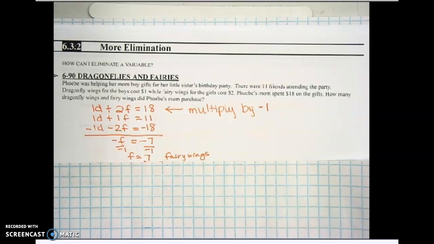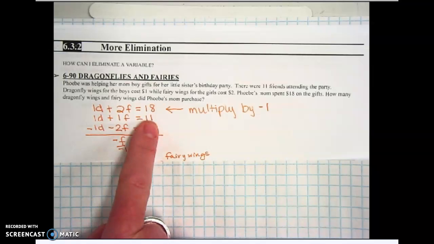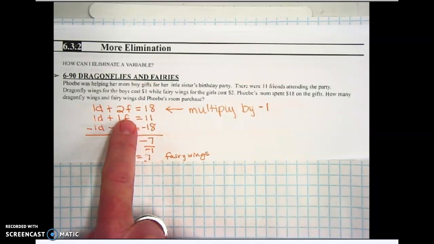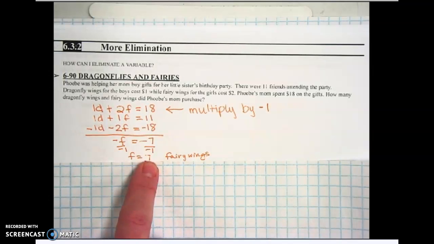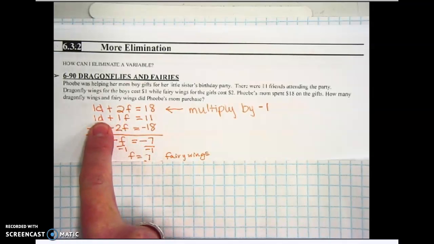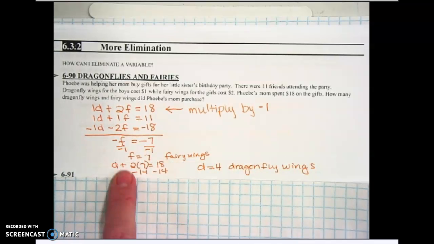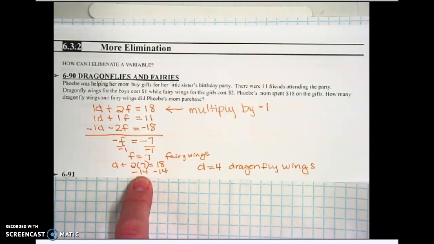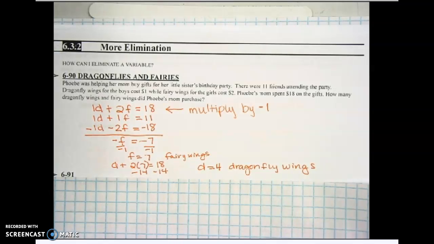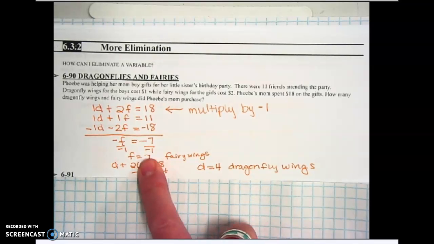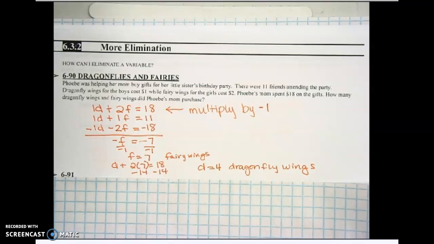Think about the one equation right here that said 1D plus 1F equals 11. So how many ever fairy wings we had, we're going to have how many more to get to 11? So if we have 7 fairy wings, how many dragonflies do we need? 4. So algebraically, it looks like this. You're going to go 2 times 7 is 14. 18 minus 14, you're going to get 4. A lot of you can see that in your head. 7 plus 4 is going to get you to that 11. Okay? So final answer, 7 fairy wings, 4 dragonfly wings.